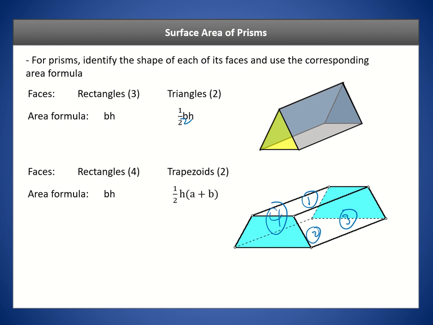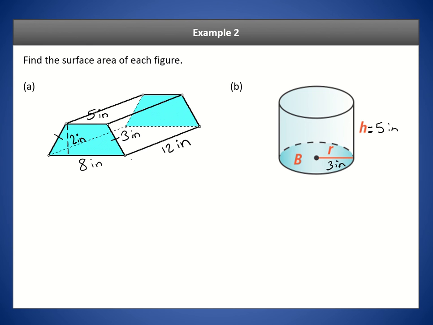All right, so here are the formulas. The formula for the area of a rectangle is BH. The formula for a trapezoid is the sum of the bases times the height divided by 2. All right, so let's go ahead and look at the example of the trapezoidal prism.